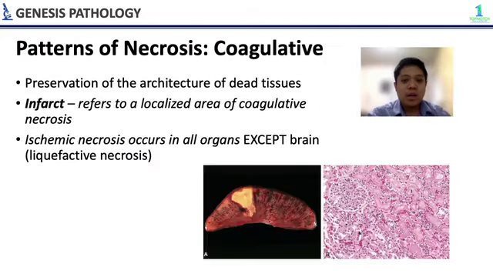Okay? Next, we have our patterns of necrosis. So let's start with coagulative. So, the coagulative, nagkakaroon siya ng preservation of the architecture of the dead tissues. Usually, nakikita natin siya sa infarct of all organs except the brain, which undergoes liquefactive necrosis. So, this is a coagulative necrosis of the spleen. This part of the spleen na infarct siya. So, naging yellow na siya on gross autopsy.